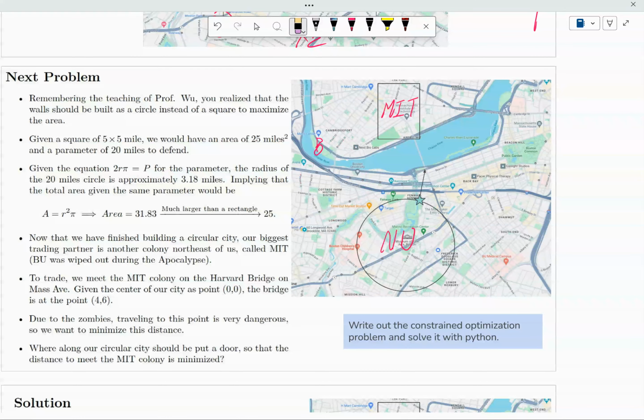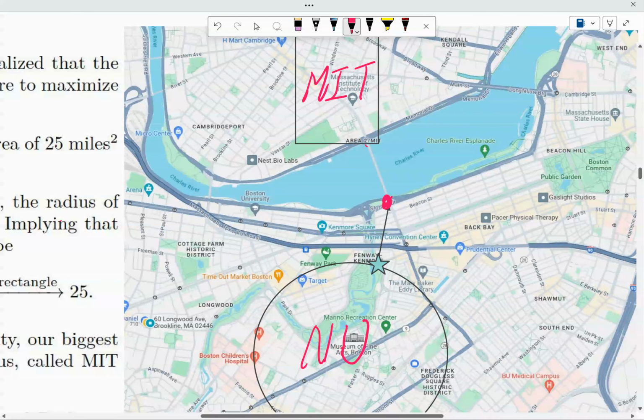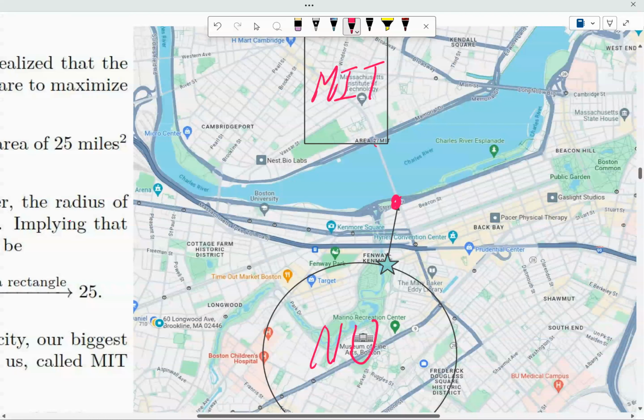But anyways, we trade. Our biggest trading partner is the MIT colony, and the location where we trade, we decide to pick the midpoint, which is this point. Here's the Charles River, and over here is the end of the bridge. We picked that as essentially the midpoint between us, roughly, so that we have basically the same danger. You have to travel the same amount through the zombies, and so do they. So we are facing an equal amount of danger.